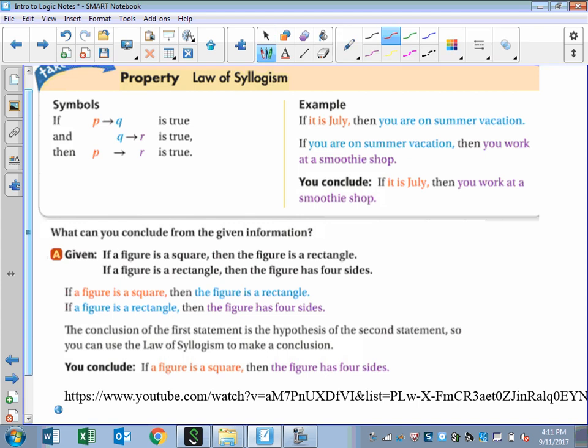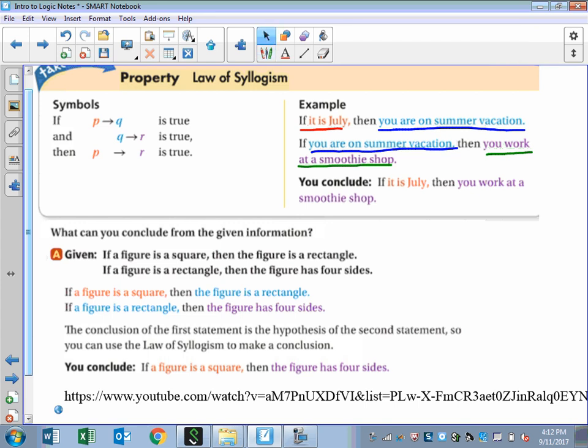So we have our hypothesis, it is July, and then we have a conclusion: you are on summer vacation. Then the next conditional statement starts with that same conclusion from the previous one, so that becomes the hypothesis of the next statement. If you are on summer vacation, then you work at a smoothie shop. So you have another conclusion. Then they're joined by the blue, you are on summer vacation. So you could say, if it is July, then you work at a smoothie shop.